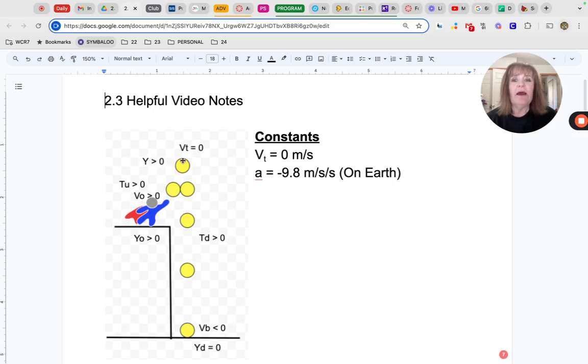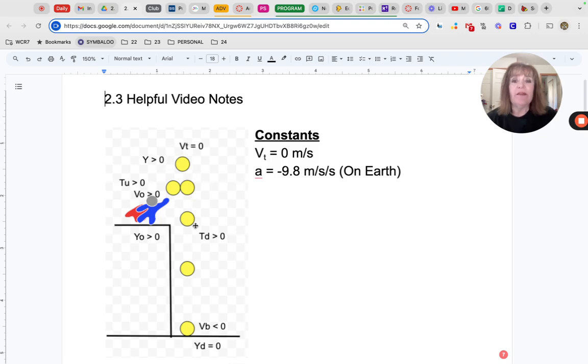Once you're on the way up, that's 2.2. Going up is 2.2, as if you were tossing the ball to yourself, because you want it to come back down to you. However, it's not going to come back down to you. So going up is 2.2, but coming down is 2.1. So section 2.3 combines the last two sections that we've just done.